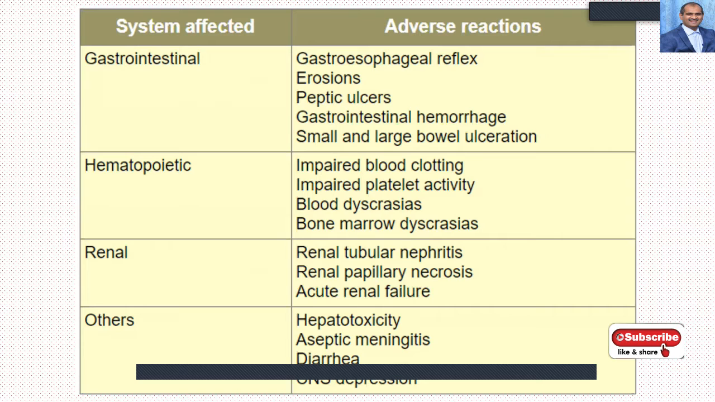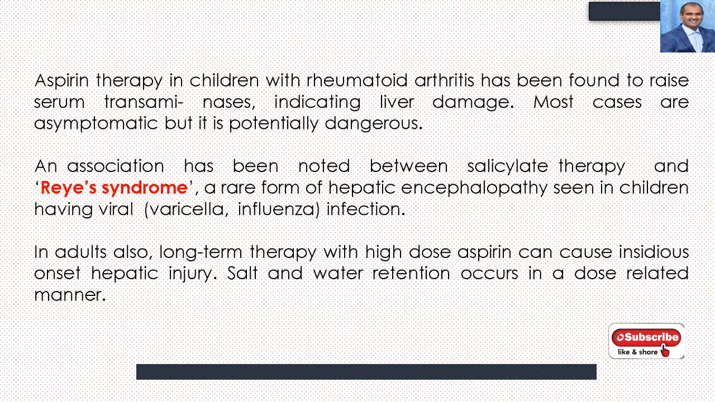Others are hepatotoxicity, aseptic meningitis, diarrhea, depression, and many more clinical signs. Aspirin, of course, is the prototypic drug, and aspirin and congeners in the therapy of children with rheumatoid arthritis are found to raise serum transaminase enzymes, including SGOT or AST and ALT. These enzymes will be increased. But most cases are asymptomatic, and the liver damage is not so significant, and it is reversible also.